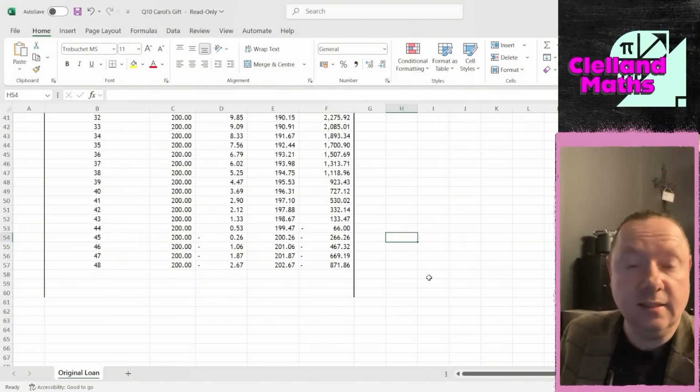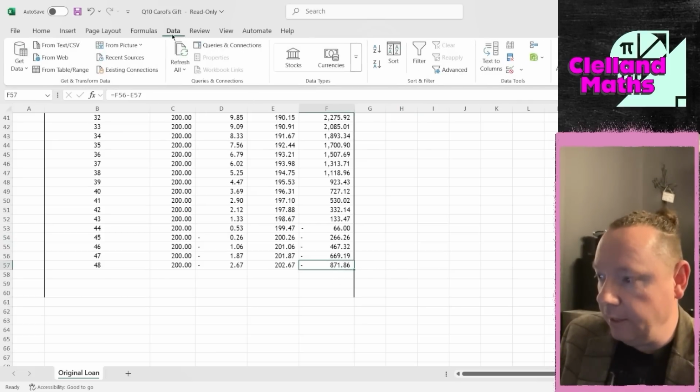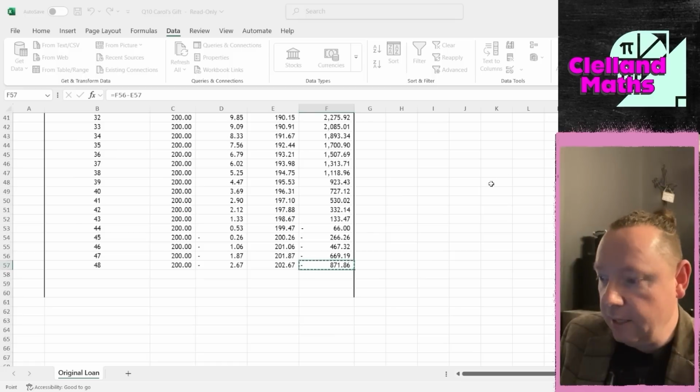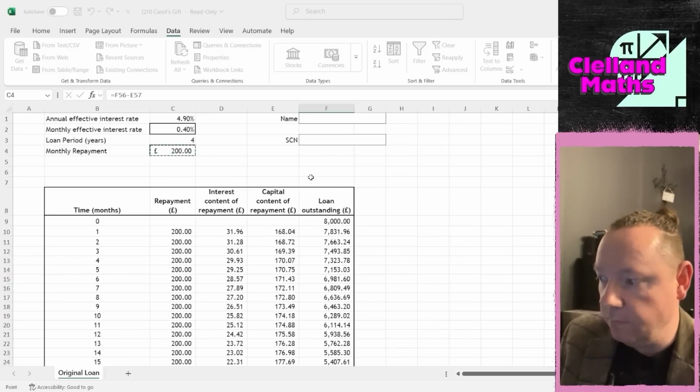And my guess has taken into the negatives, so it's too much. So we need to go seek it to see what happens. So press that, and you go to data, what if analysis, goal seek. Set cell there to value 0 by changing cell. And it's going to be the one we guessed at the start, the monthly repayment. Let it run and do its thing.